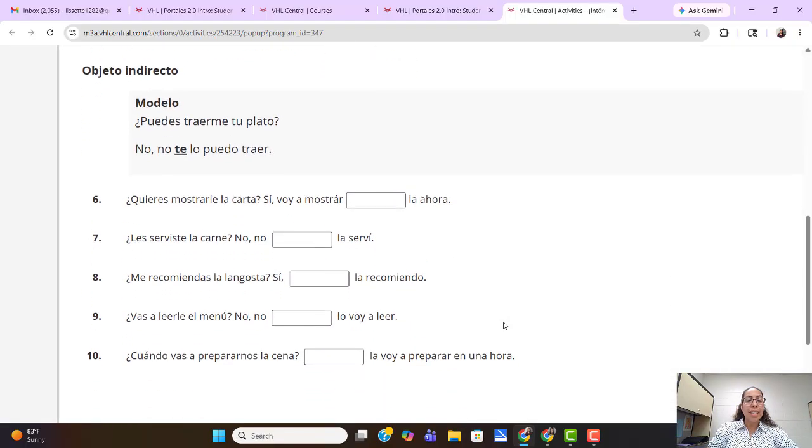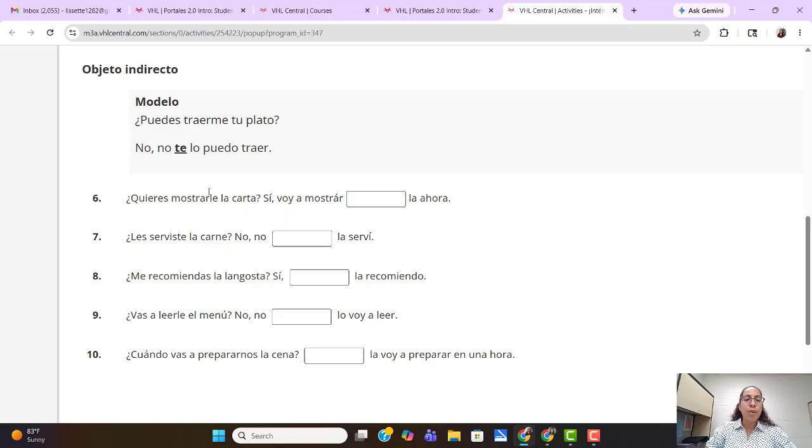And now to catch the indirect. ¿Quieres mostrarle la carta? Do you want to show him or her the letter? Sí, voy a mostrársela ahora. What happened there was, are you going to show him or her? Yes, I'm going to show him or her. I never knew who le really was, but it stays. Now, the reason it's not le is because of the la next to it. It converted into se.